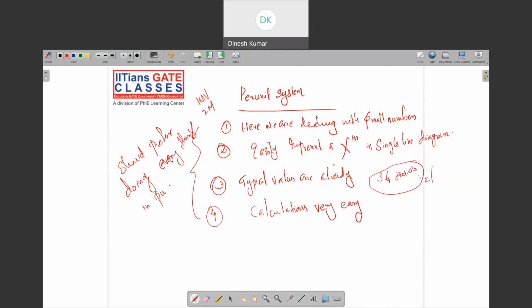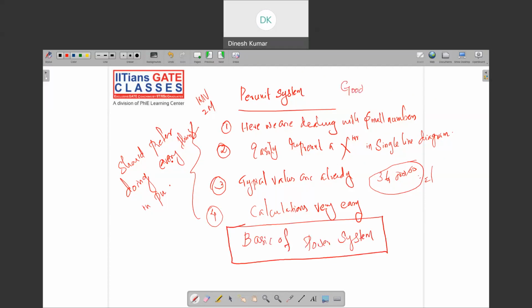So this can be considered the basic of power system, because the power system almost works on this per unit system. Almost all the calculations in power system are done in per unit system. So you should have a good grip on per unit system.